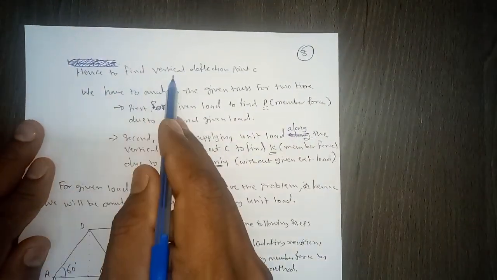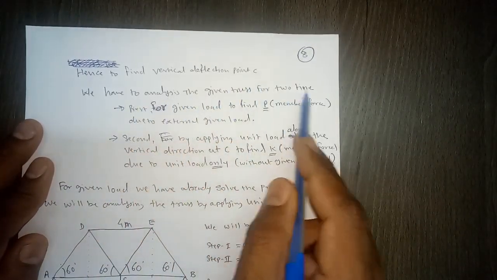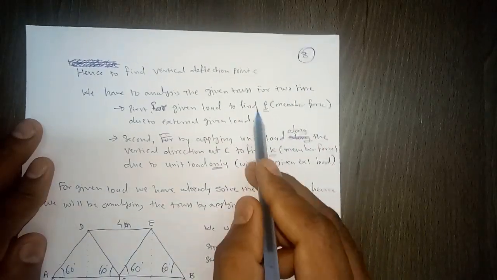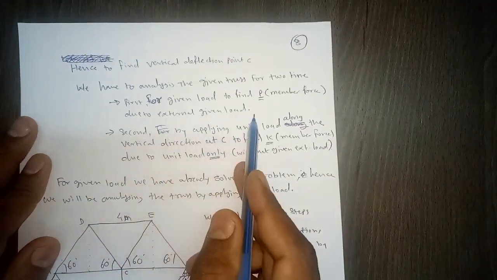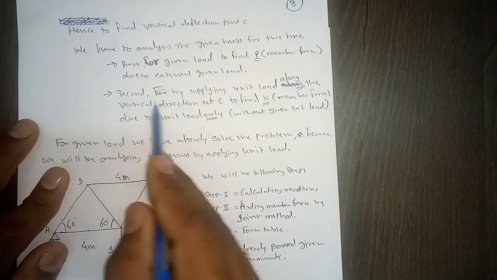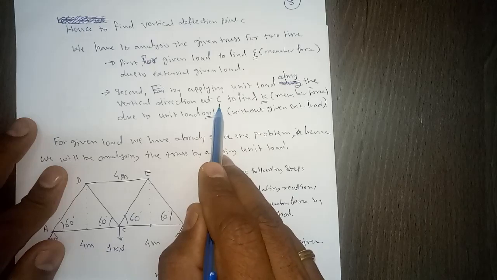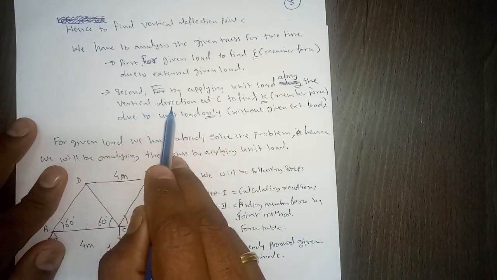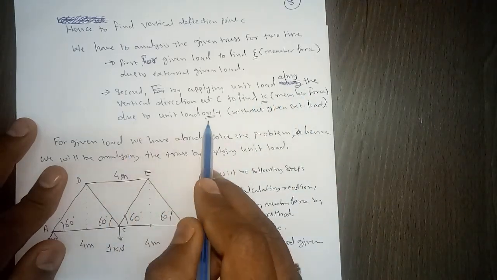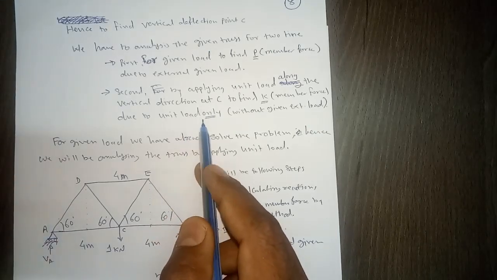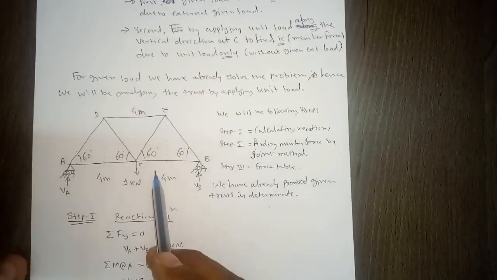Now hence, to find the vertical deflection at C, we have to analyze the given truss 2 times, right? One for the given load to calculate P, the member force due to the external given load, and second time we analyze the truss by applying a unit load along the vertical direction at C. Why vertical? Because we want to find the vertical deflection at C. To find k, the member forces due to unit load only, there won't be any external load. We consider only the unit load without any external load, right?